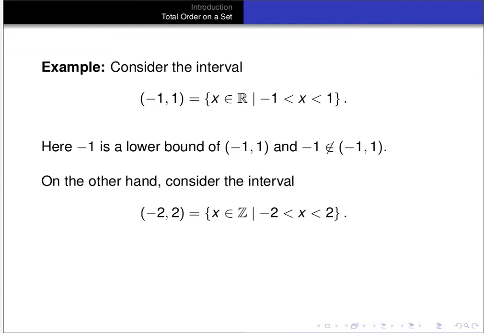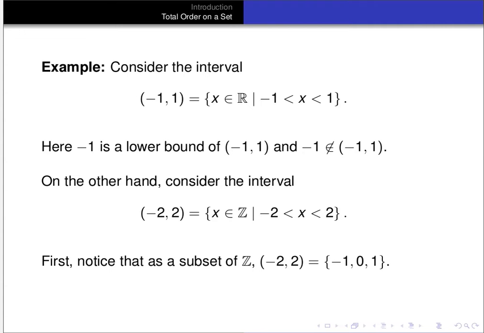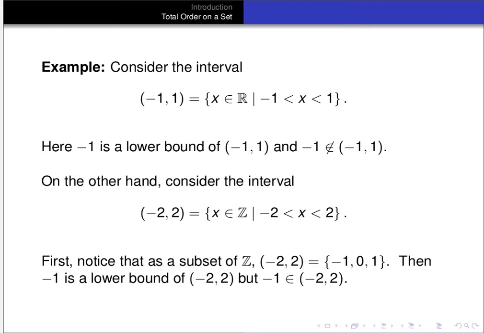If we modify this interval to be the interval from -2 to 2, but also say we're only looking for integers between -2 and 2, then of course that works out to be the set containing the integers -1, 0, and 1. Now -1 is a lower bound of that interval, but -1 is also an element of that interval. So this example illustrates two things. One, lower bounds may or may not be in the sets that they're lower bounds for. But it also illustrates that interval notation is ambiguous, and you better be clear about what set the interval is a subset of in order to understand its properties.